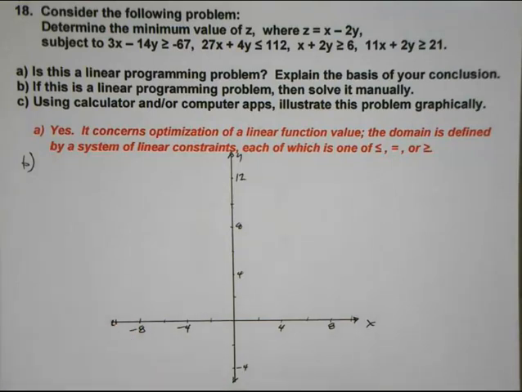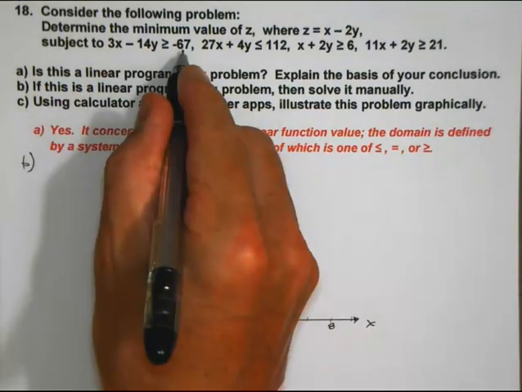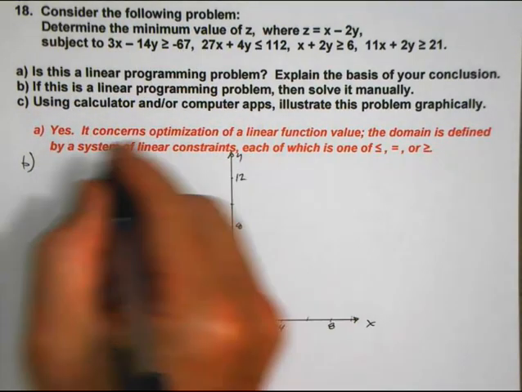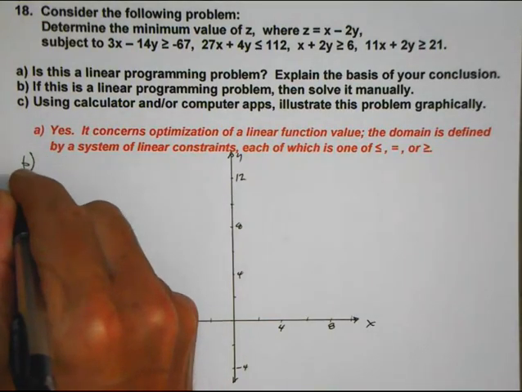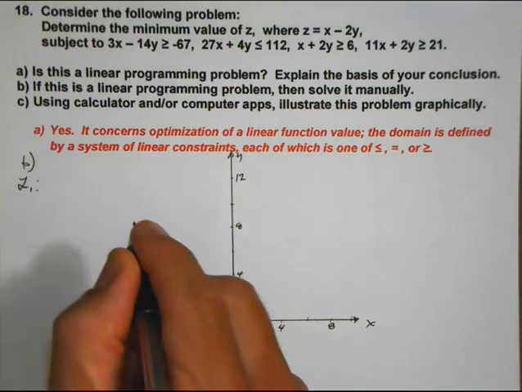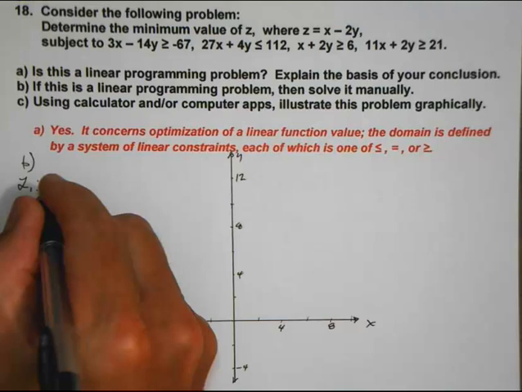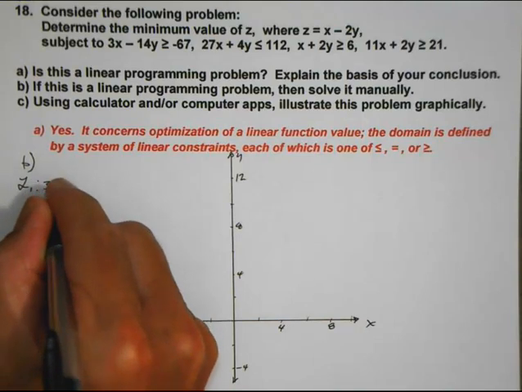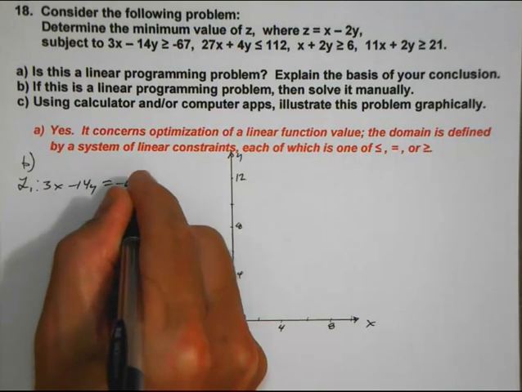Well, let's take these on one at a time. Let's deal with this first inequality. Let's get its boundary line. We'll call that L1, perhaps, in organizing our solution. So the boundary line is graphing the corresponding equality, 3x minus 14y equals negative 67.